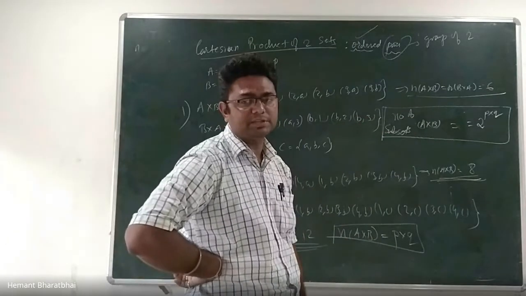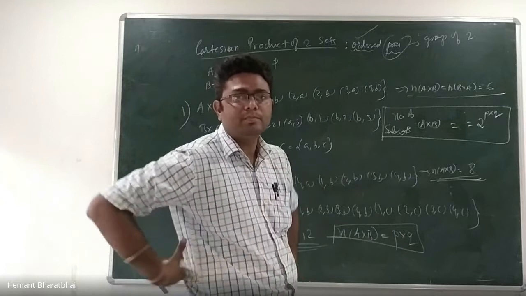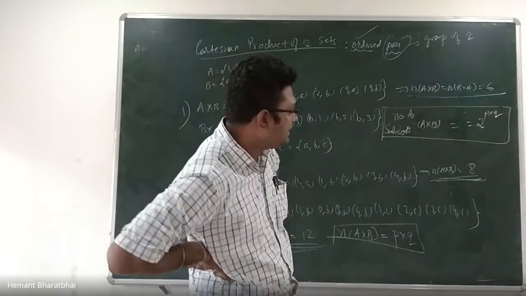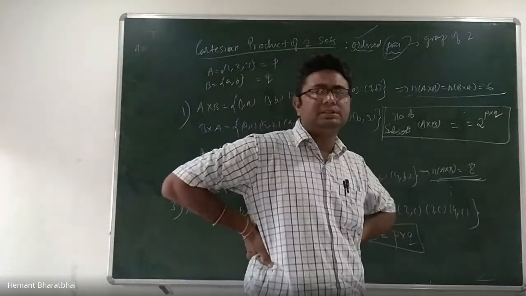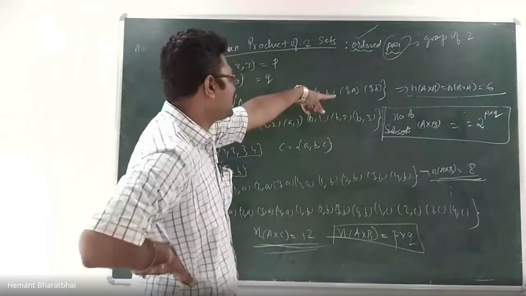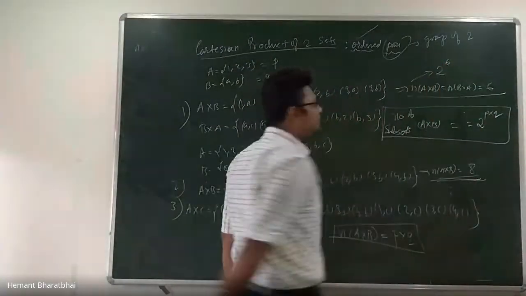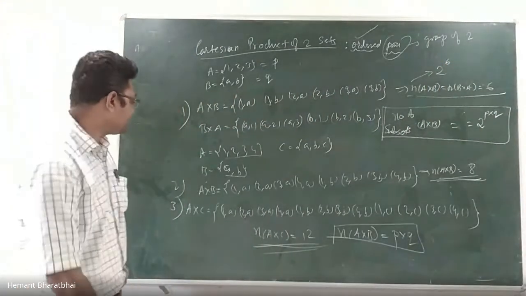Total number of subsets will be 2 raised to p into q. If it is asked in the exam how many subsets will be there, we will say 2 raised to p into q. So in this first case, the total number of subsets of this Cartesian product will be 2 raised to 6.